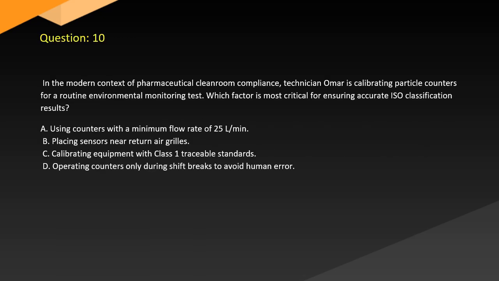Question 10. In a modern context of pharmaceutical cleanroom compliance, technician Omar is calibrating particle counters for a routine environmental monitoring test. Which factor is most critical for ensuring accurate ISO classification results? A. Using counters with a minimum flow rate of 25 L/minute. B. Placing sensors near return air grills. C. Calibrating equipment with Class 1 traceable standards. D. Operating counters only during shift breaks to avoid human error.